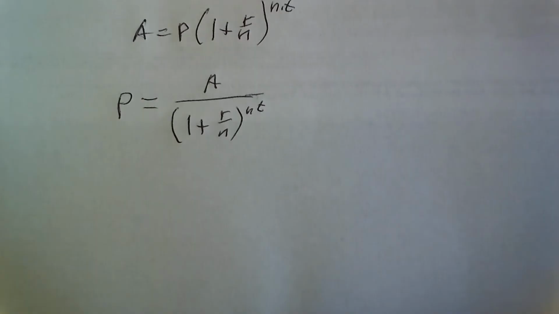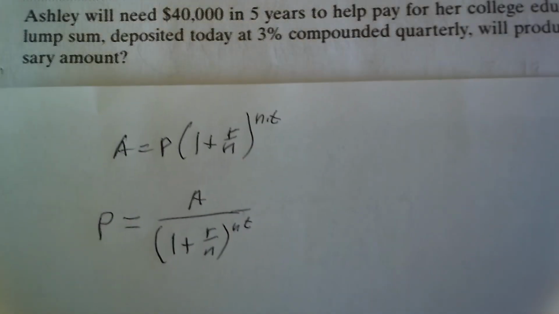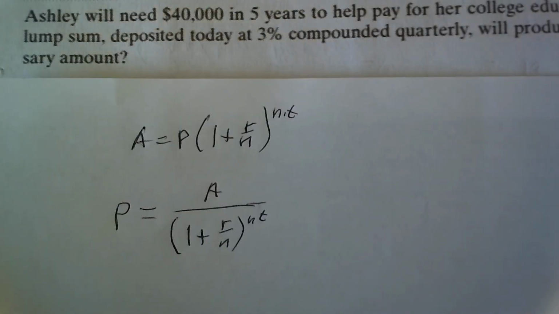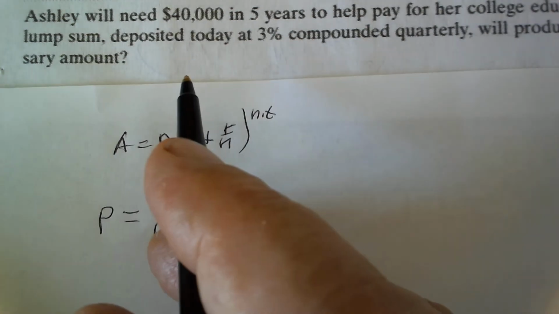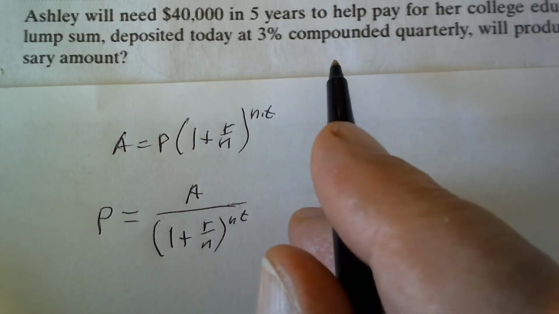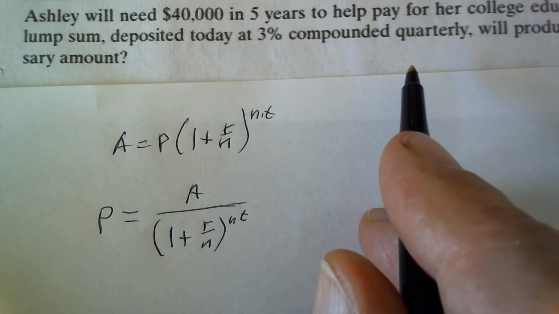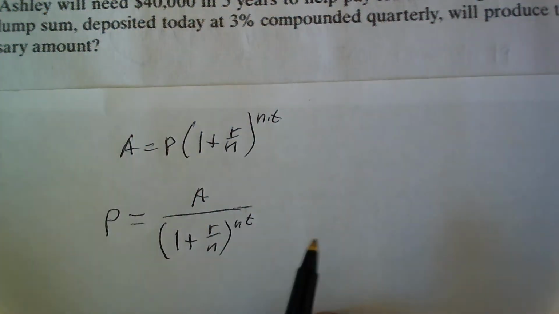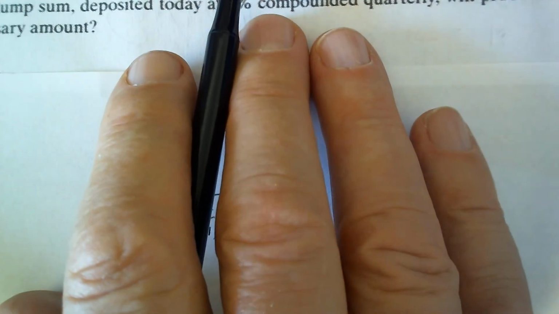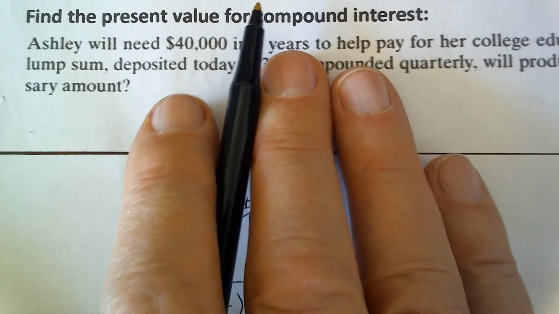Okay, so here's an example where we can apply this formula. Ashley will need $40,000 in 5 years to help pay for a college education. What lump sum deposited today at 3% compounded quarterly will produce the necessary amount? So that's an example where we want to find out what needs to be deposited. Let me just move this down so you can read the problem statement.